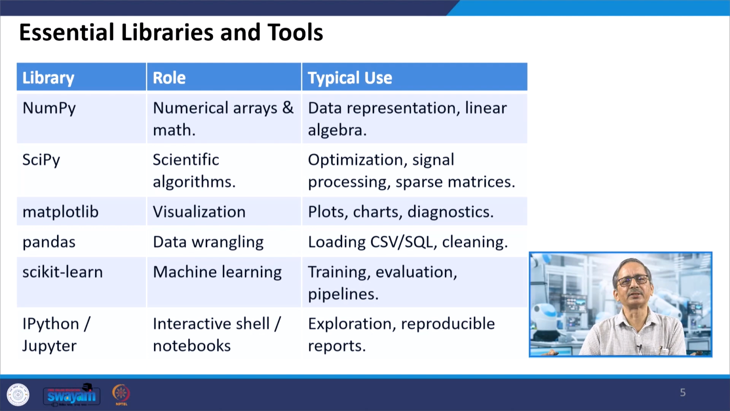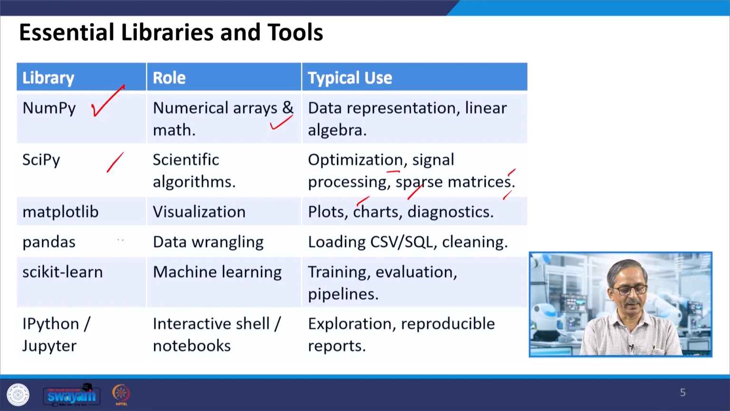So, what are the essential libraries and tools? We have NumPy, whose role is numerical arrays and math. The typical use is for data representation and linear algebra applications. SciPy is for scientific algorithms, and the typical use is in optimization, signal processing and sparse matrices. Then matplotlib is for visualization, where we can have plots, charts, diagnostics and so on.